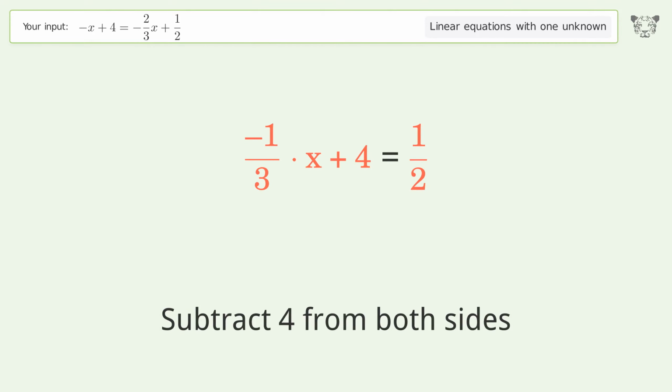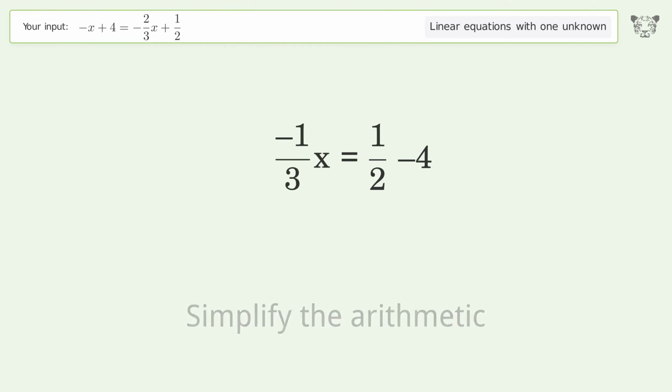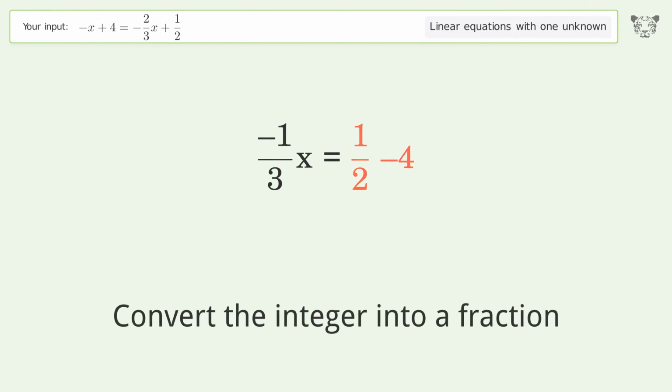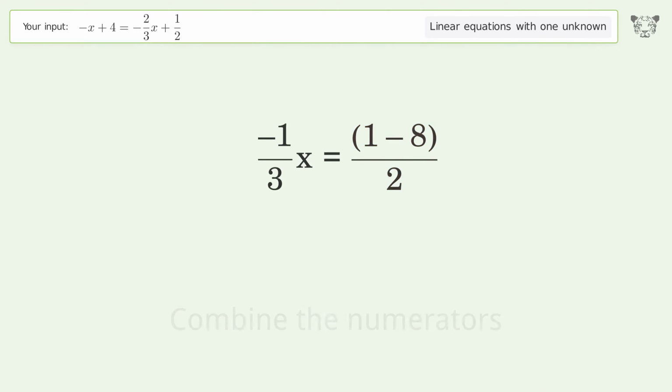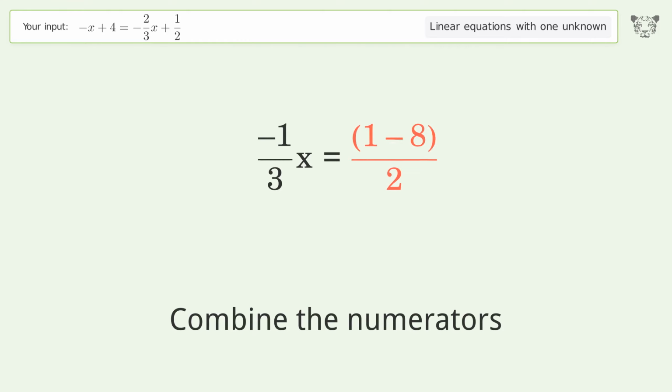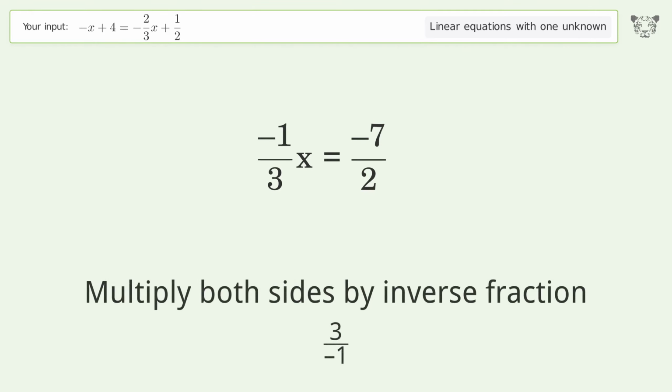Subtract 4 from both sides. Simplify the arithmetic. Convert the integer into a fraction. Combine the fractions. Combine the numerators. Isolate the a. Multiply both sides by inverse fraction 3/-1.